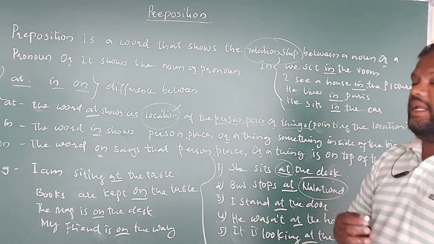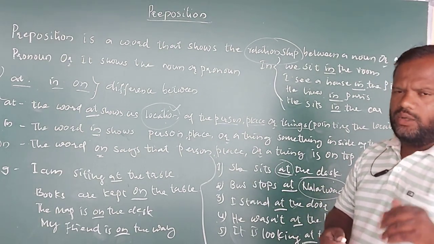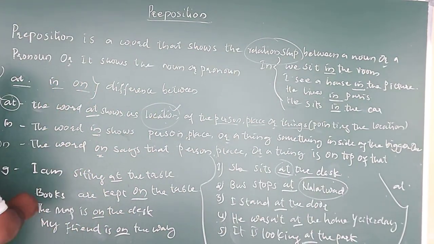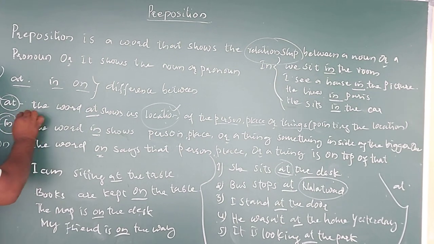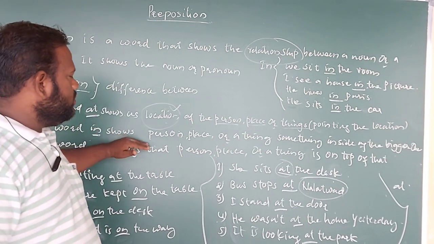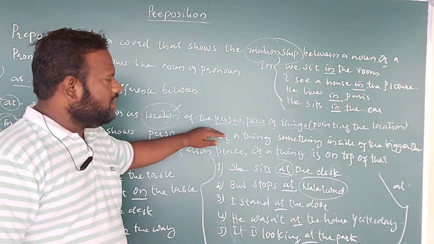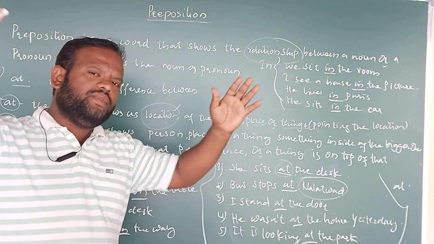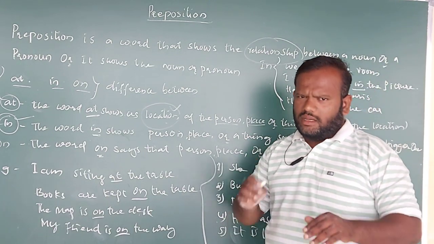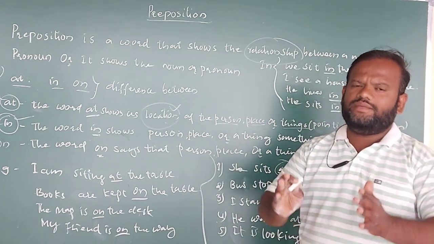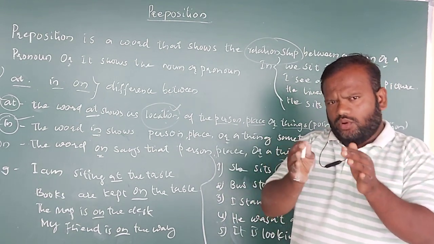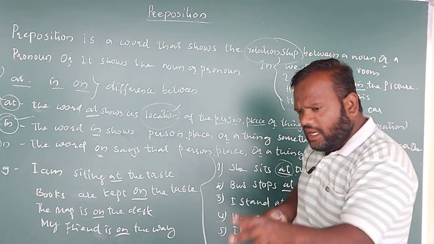Next, where we have to use "in". The word "in" shows a person, place or thing, something inside of a bigger one. See the things. So the word "in" is showing something inside of the bigger one.